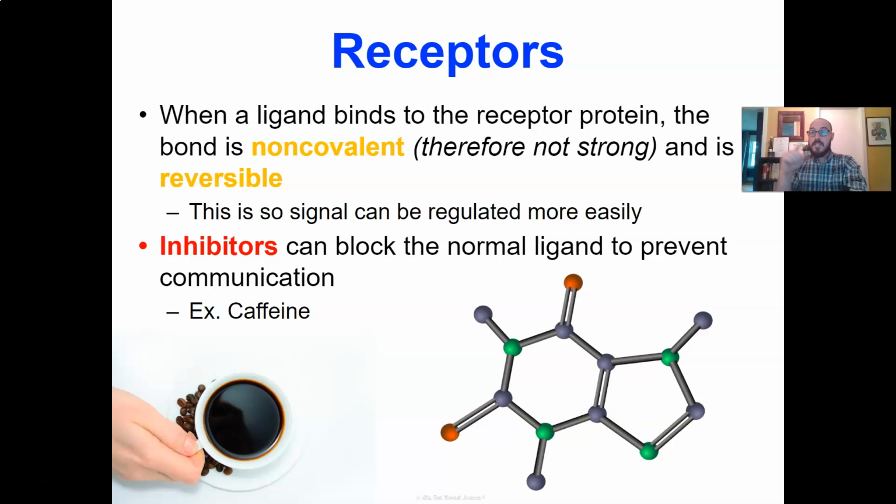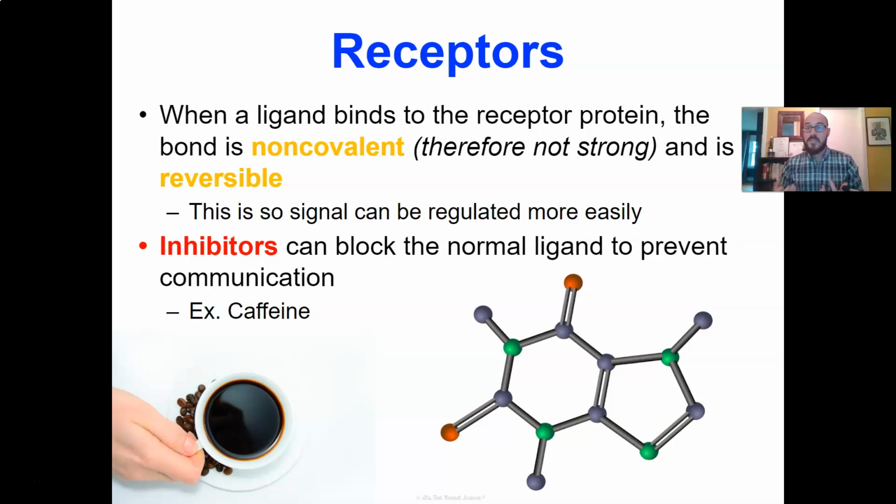So when we talked about our feedback loops, remember certain inhibitors can cause negative feedback. So it can bring our reaction down to something, and that's what's happening here. A really good example of this is caffeine.